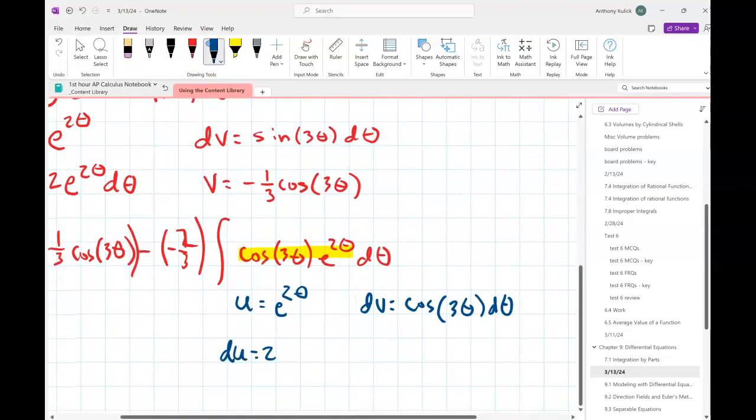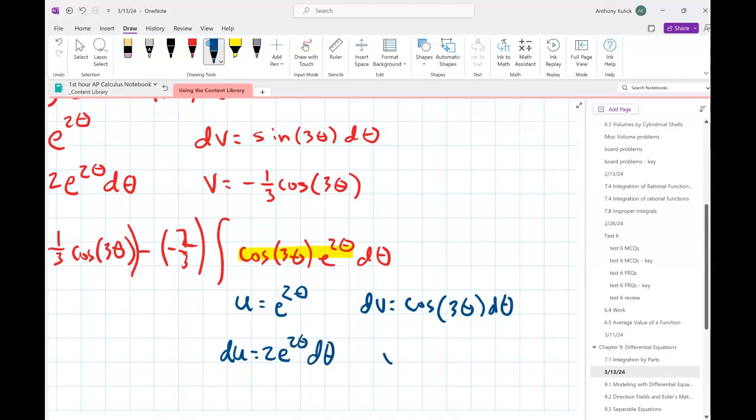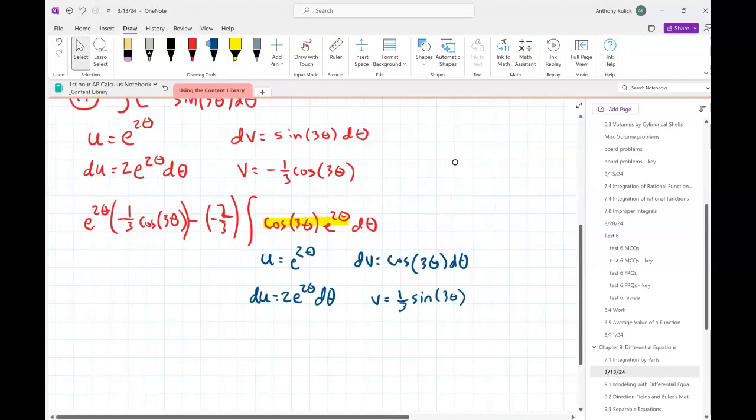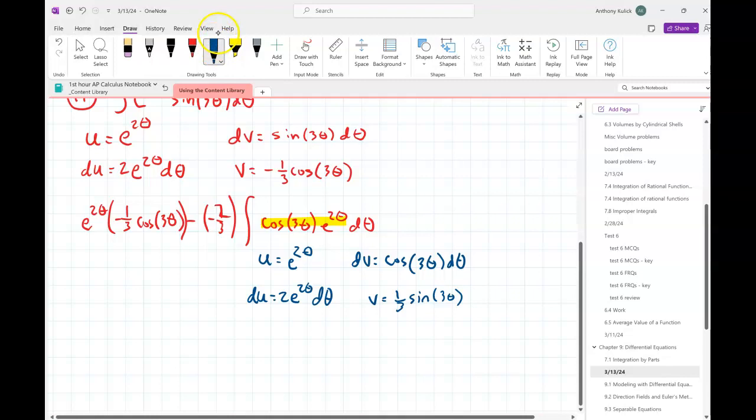So du is going to be 2e to the 2 theta d theta. V is going to be sine, 1/3 sine 3 theta. Oh, yes, those are practice. So what do we have here?